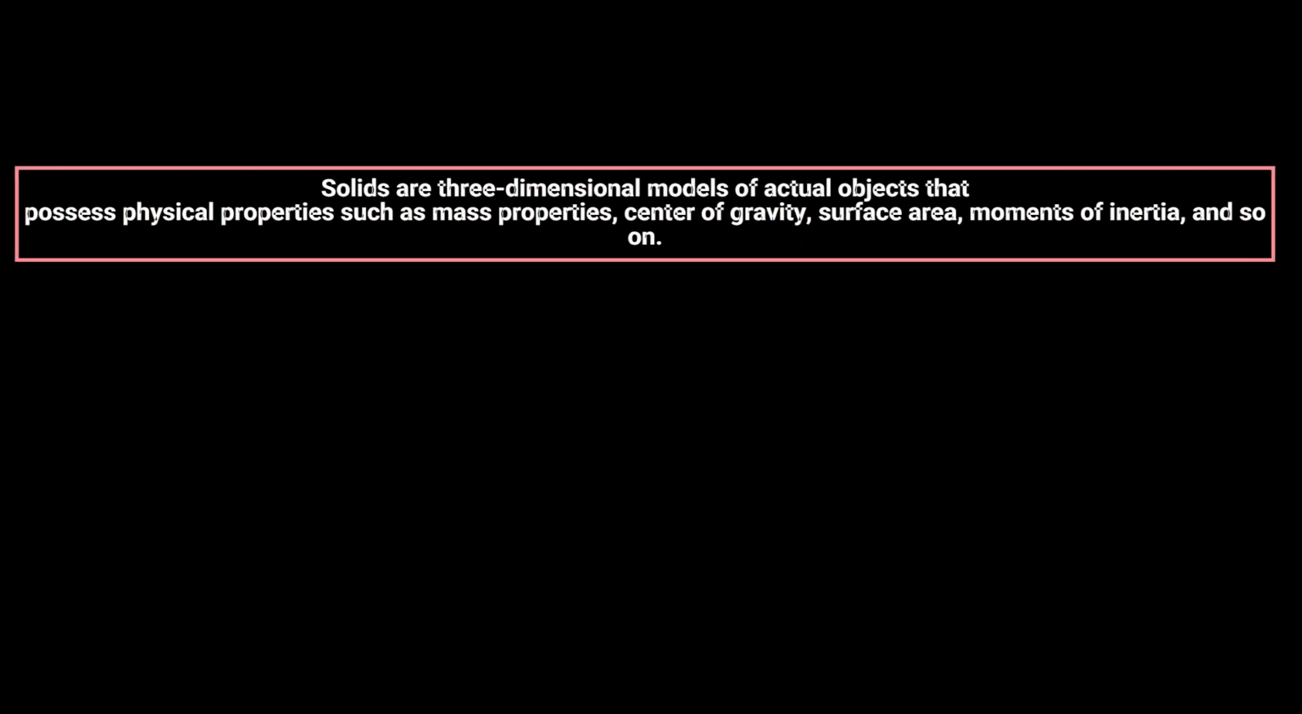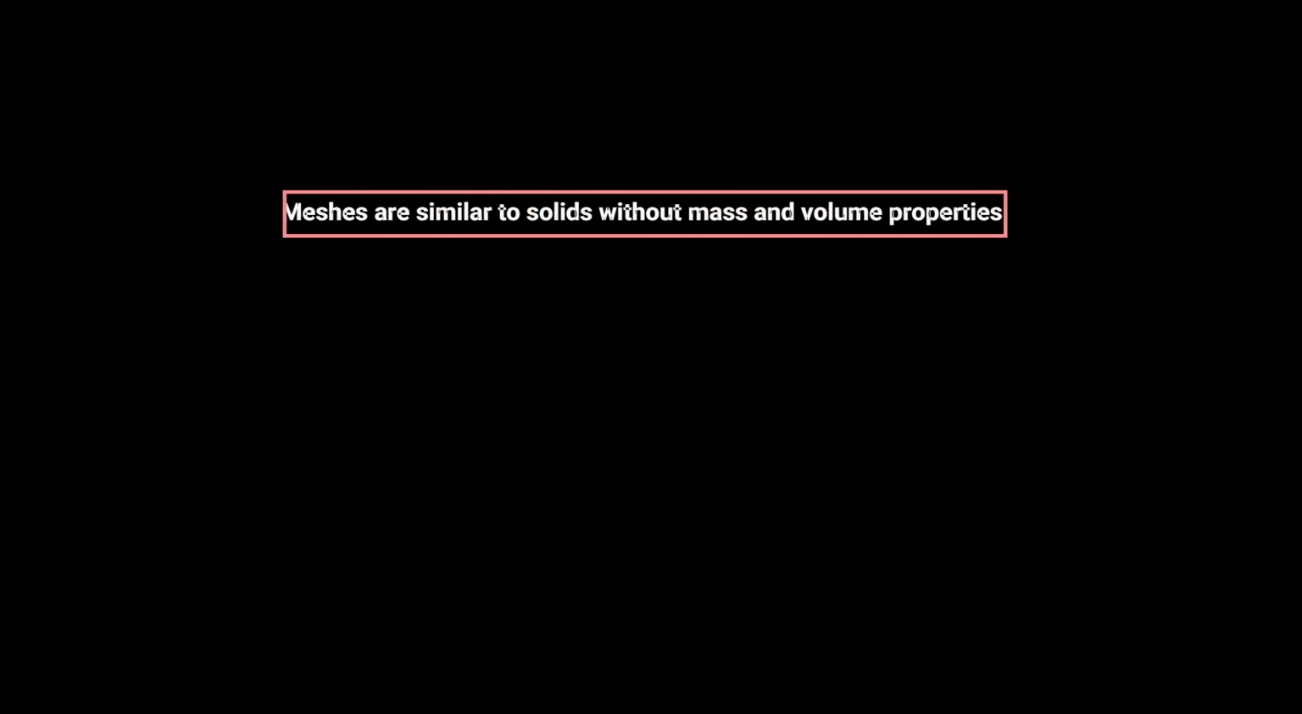Solids are three-dimensional models of actual objects that possess physical properties such as mass properties, center of gravity, surface area, moments of inertia, and so on. Surfaces are construction features without any thickness. They do not possess any physical properties. Meshes are similar to solids without mass and volume properties. In this topic, you will learn the basics of 3D modeling such as creating, navigating, and visualizing solid models.